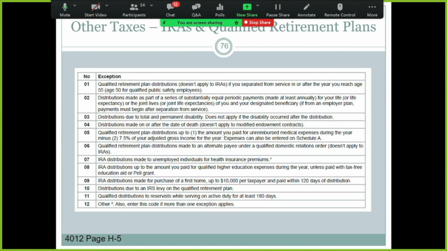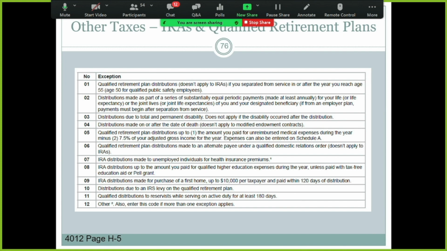So when we go into those, we talk about the penalties. Now, there may be certain exceptions that were not noted on the 1099-R that may apply to the individual and may relieve them from that 10% tax return penalty. You can see there are about 1 through 12 exceptions on there that may relieve individuals from their penalty. Number 1, qualified retirement distributions. If you separated from service in or after the age you reach 55.